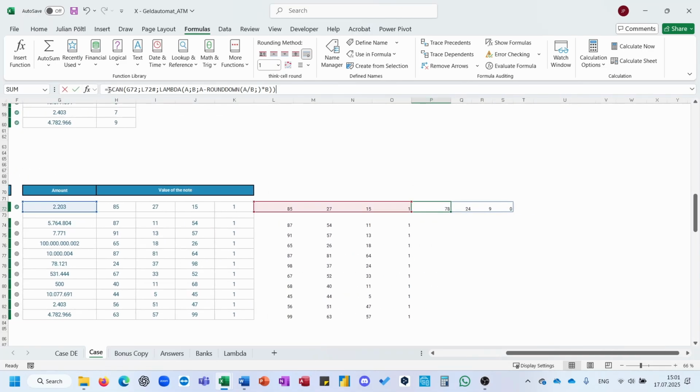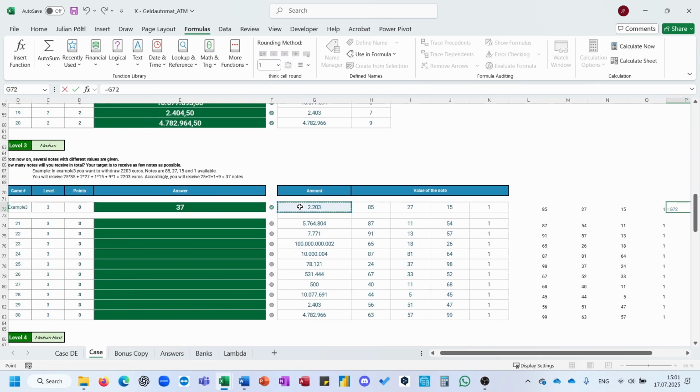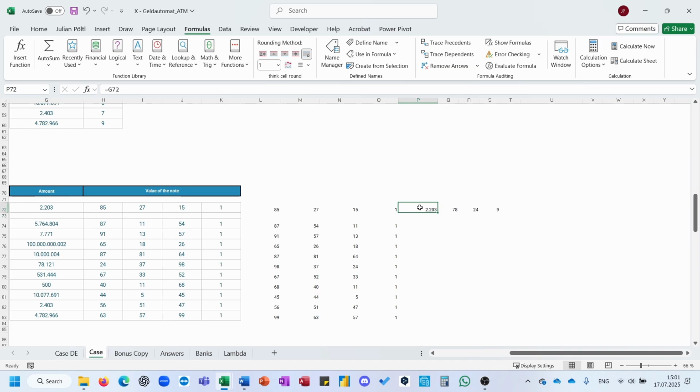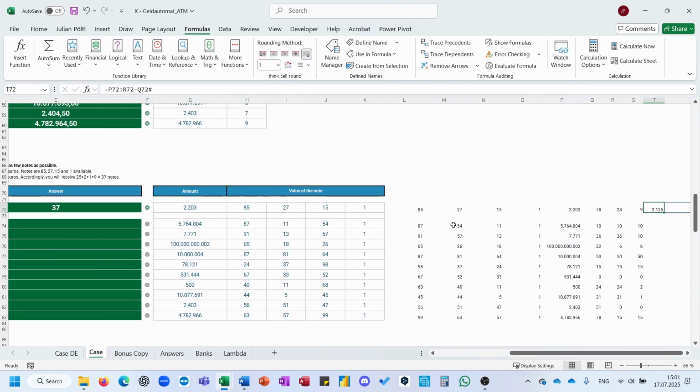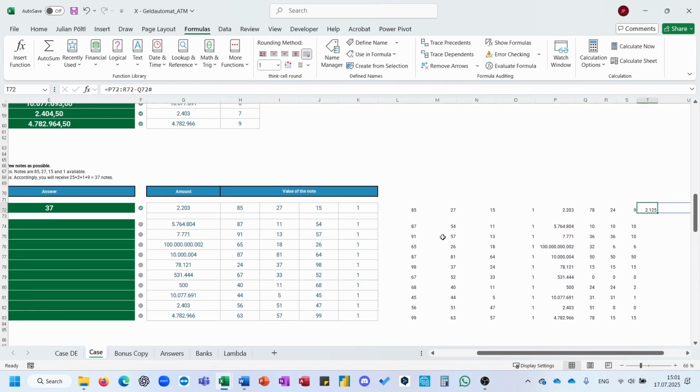So if I drop the last column out and add here the amount, then I know, okay, first I start with 2000. After the first round of notes, I'm at 78 euros and so on and so on. And then I'm able to calculate this here minus this here and divide.